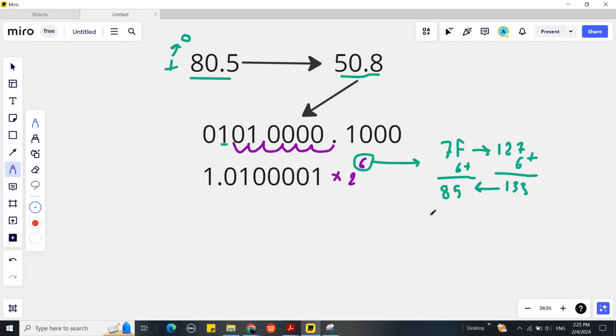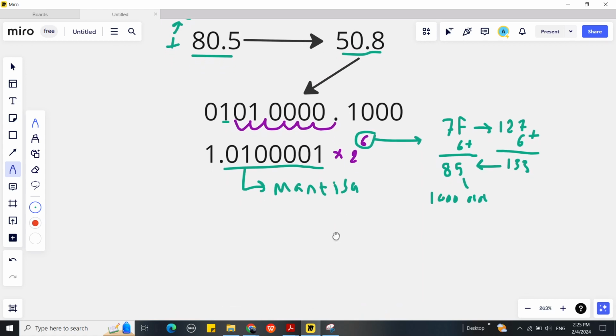And 85 is made of 10000101. And remember, this is our exponent, and you can't forget the mantissa. It's very important. Okay, I think now we're ready to solve.